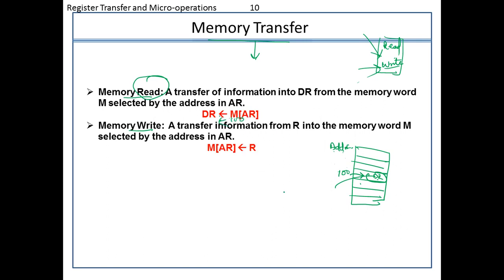Or if I have to write the data, how can I write it? Any register R which has some value present will transfer its data to a particular address value of the memory, so that it can write the data here in the memory. So these are the only two simple points to understand.